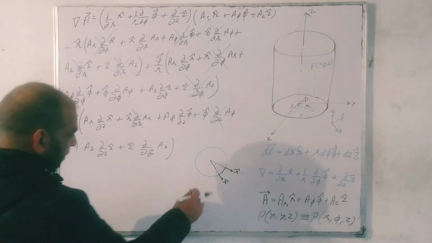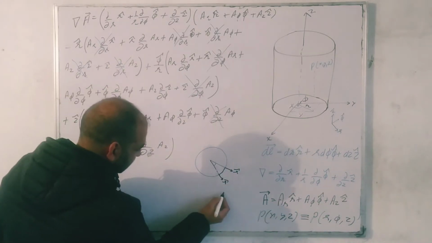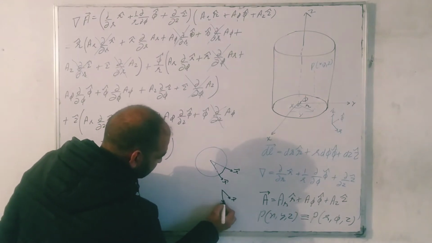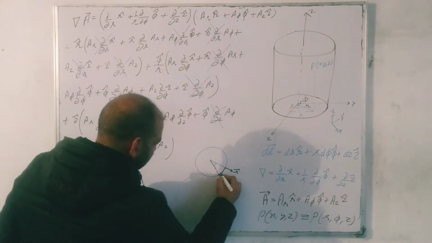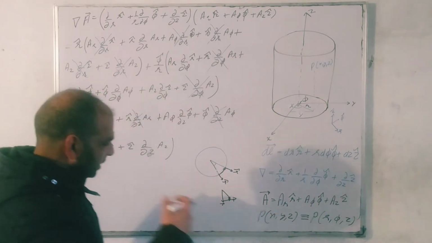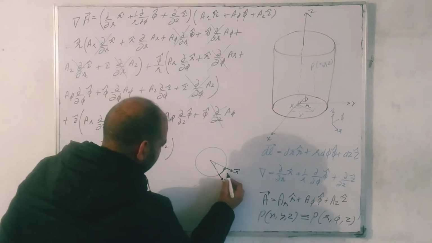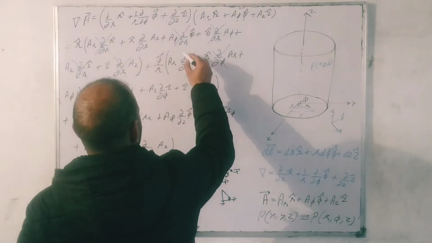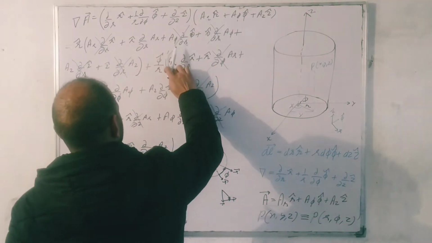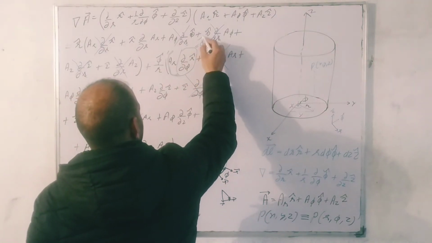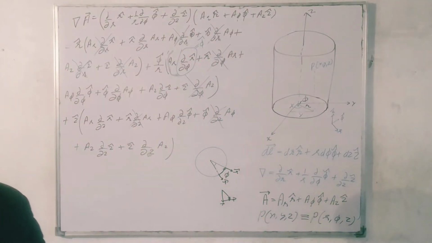If we take these two vectors in backward direction, they are going to meet like this: R cap, R cap. So this is the change, and this change is in the direction of phi. So this is going to be equal to, not this one, only this one. This is going to be equal to phi cap, because only the unit vector is changing.